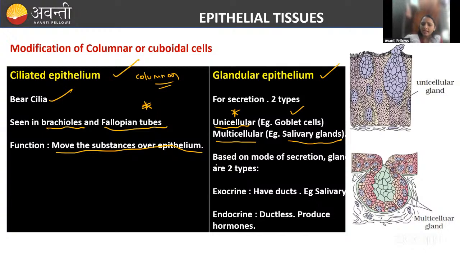And based on the modes of secretion, the glands are of two types. Which are those?